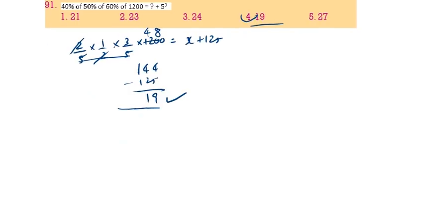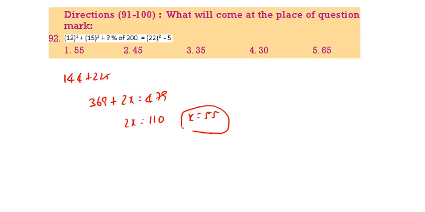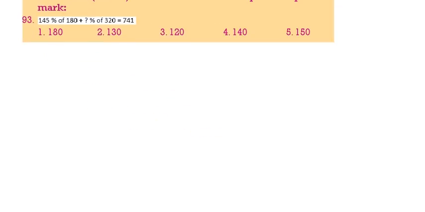Next question 92. 12 square plus 15 square. 12 square is 144, 15 square is 225, total 369 plus 2x is equal to 479. 2x is equal to 110, x value 55. 1 is the correct answer. Next question.